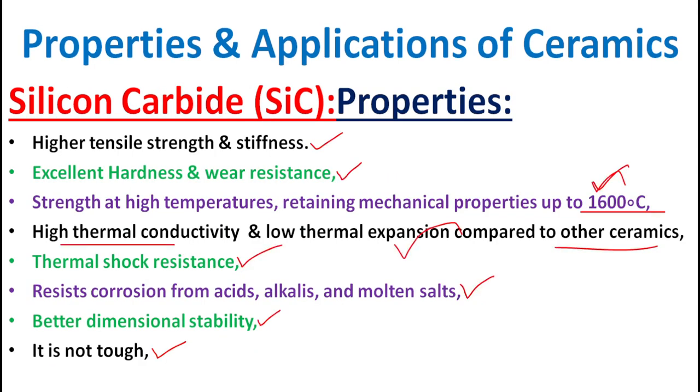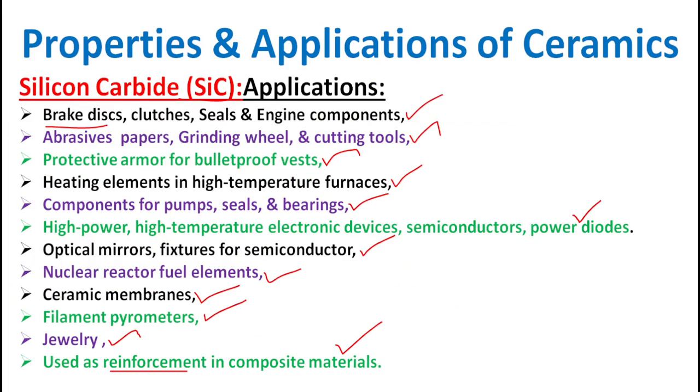The properties of SiC are high tensile strength and stiffness, excellent hardness and wear resistance. It also has high thermal conductivity, low thermal expansion, thermal shock resistance, and better dimensional stability. It also resists corrosion from acids, alkalis, and molten salt. The applications are mainly automotive brake discs, clutches, seals, and engine components, and abrasive papers and grinding wheels for cutting tool machining, and protective armor for bulletproof vests.